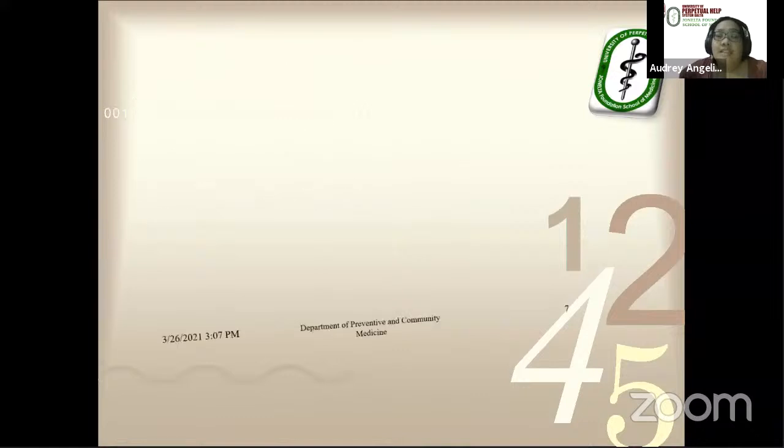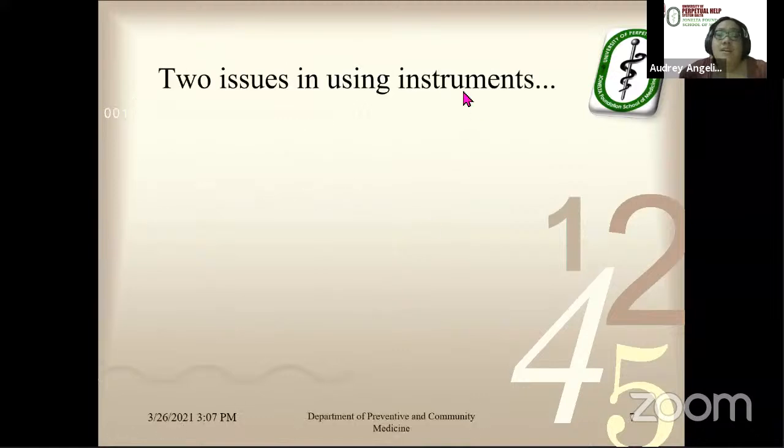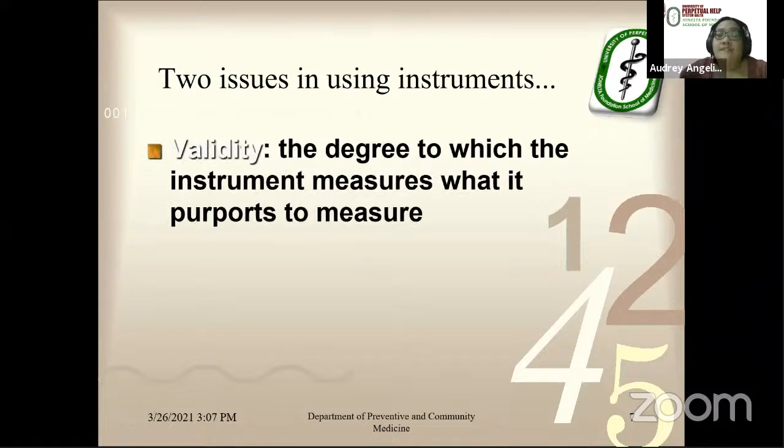Okay. So these are the issues in using instruments. And that is validity. Validity is defined as the degree to which the instrument measures what it purports to measure. So what it is supposed to measure is the one that is being measured.